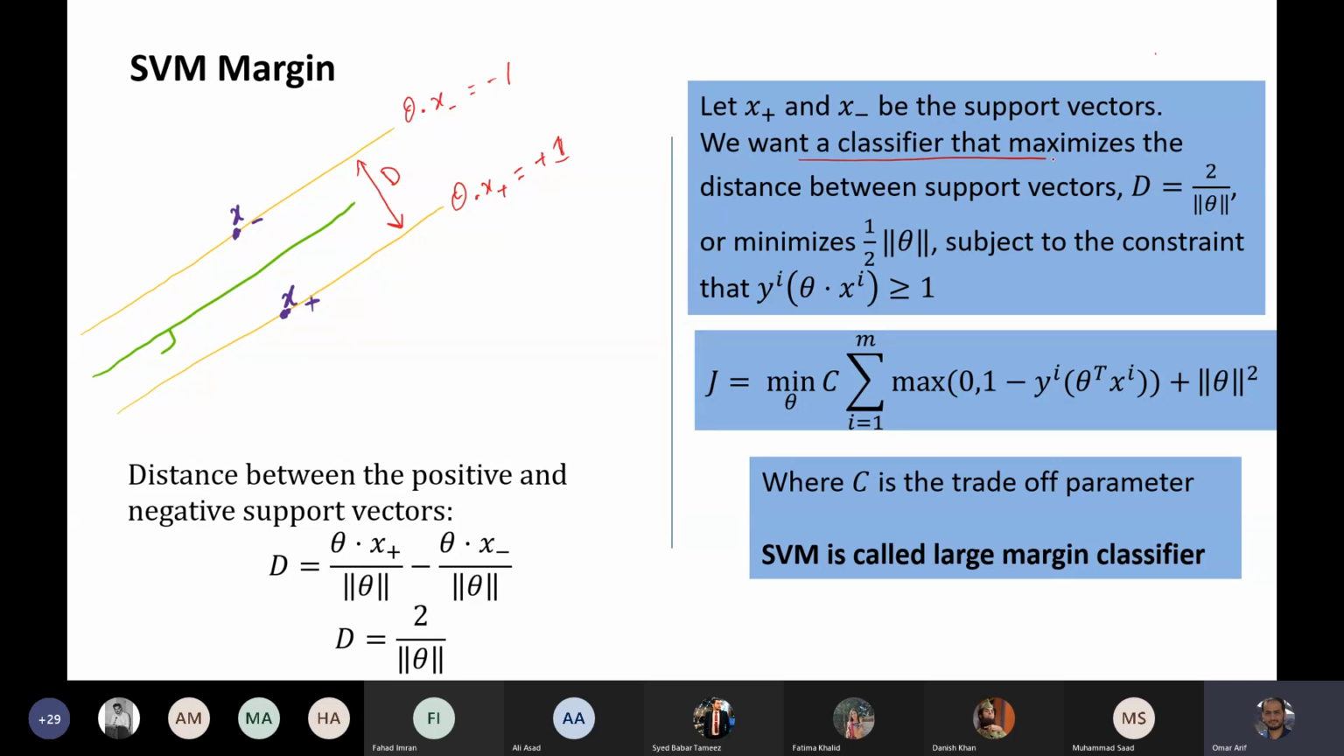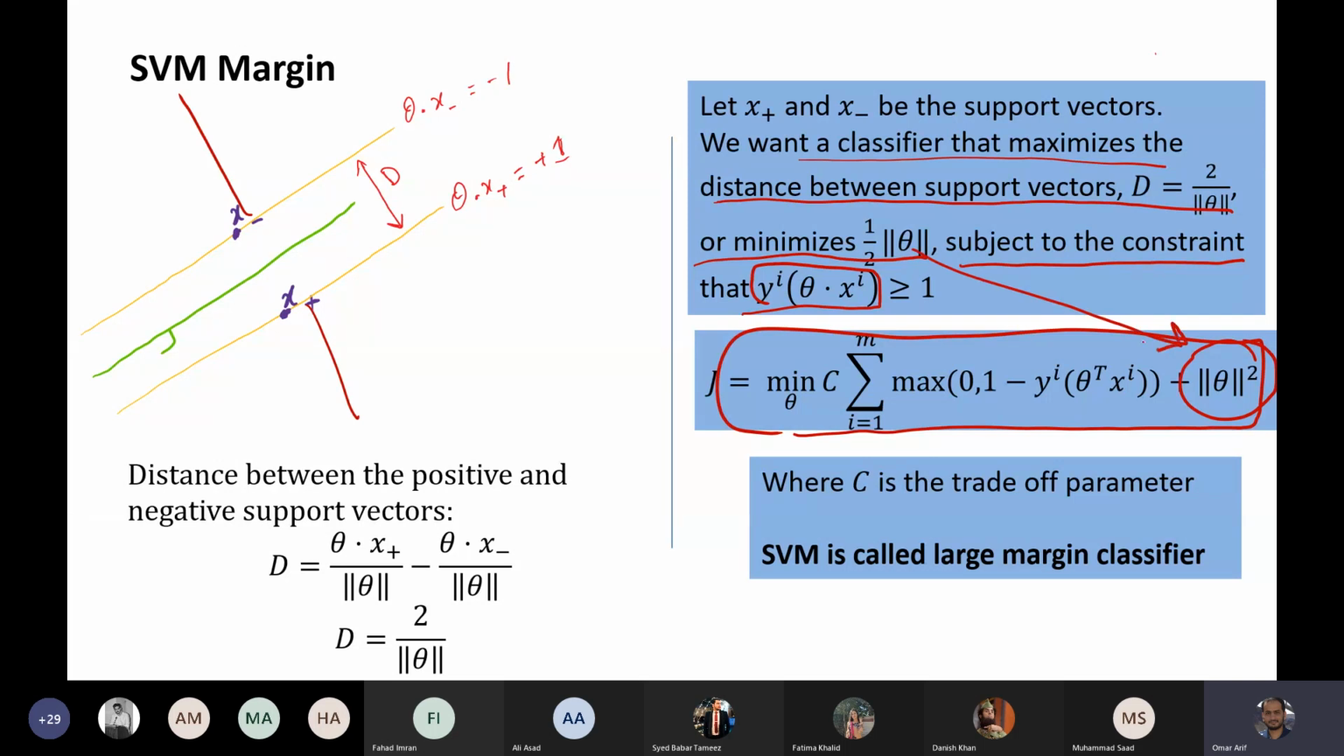Okay, we want a classifier that maximizes the distance between support vectors or minimizes the norm of theta, subject to the constraint that my points are either on this side or on that side. ठीक है, और इस सब को अगर आप cost form में लिखेंगे तो this is the cost form that I get. ये आपका पार्ट आ गया यहाँ से कि this is what I want to minimize, और ये पार्ट आपका ये जो constraints है उसकी वजह से यहाँ आ गया. ठीक है, और यही हमने cost function पहले derive की थी. So this is the cost function which is giving us this maximum margin, and so therefore support vector machines are also called the large margin classifier.